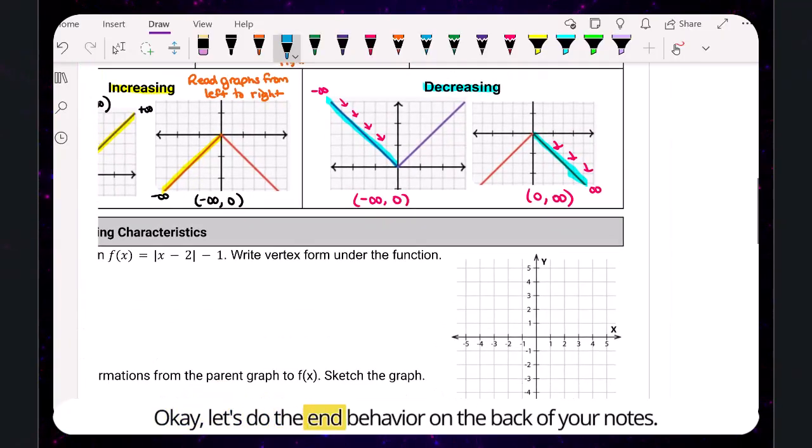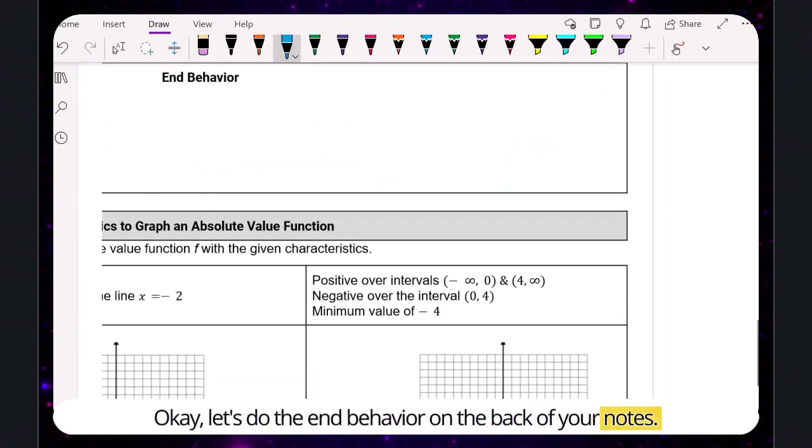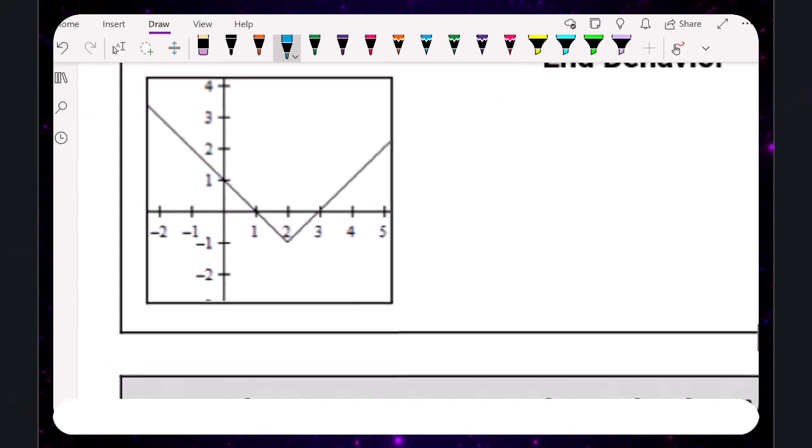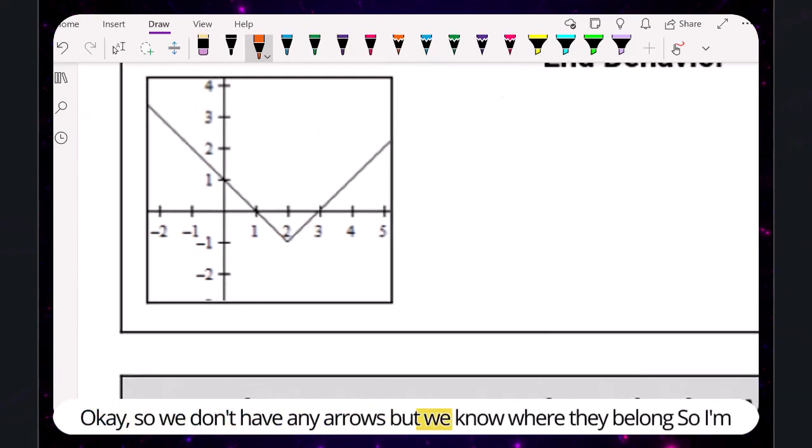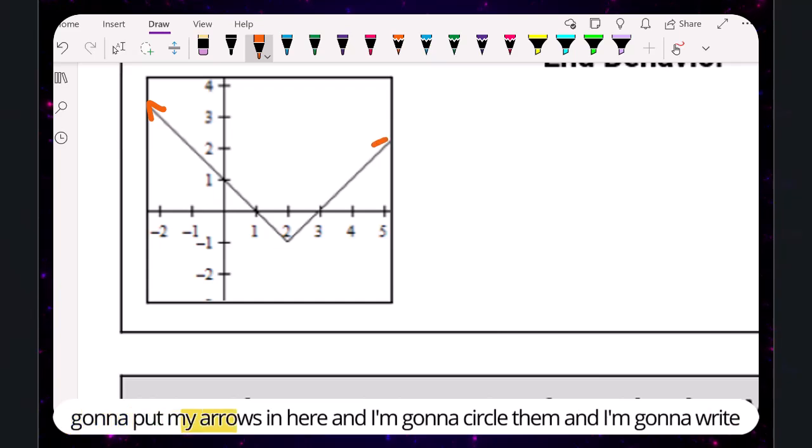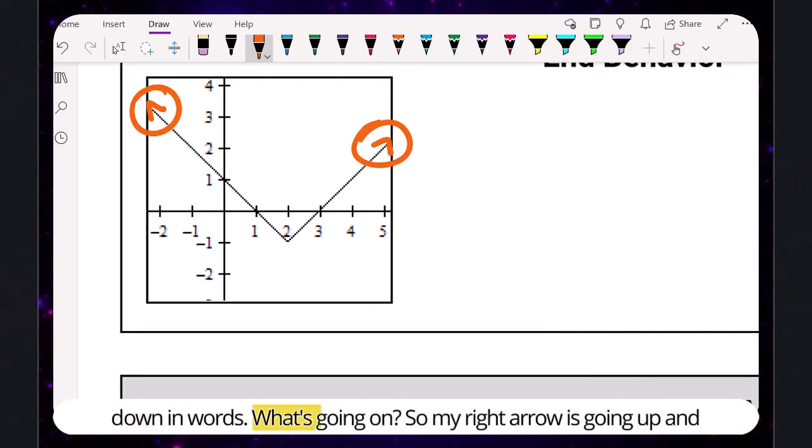Okay, let's do the end behavior on the back of your notes. So we don't have any arrows, but we know where they belong. So I'm going to put my arrows in here and I'm going to circle them. And I'm going to write down in words what's going on.